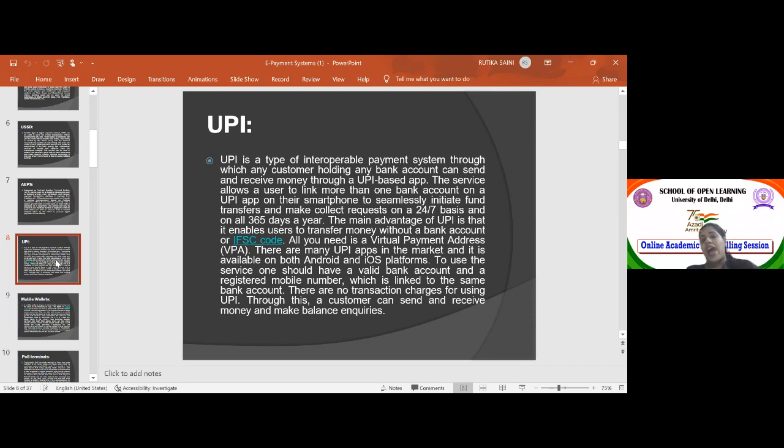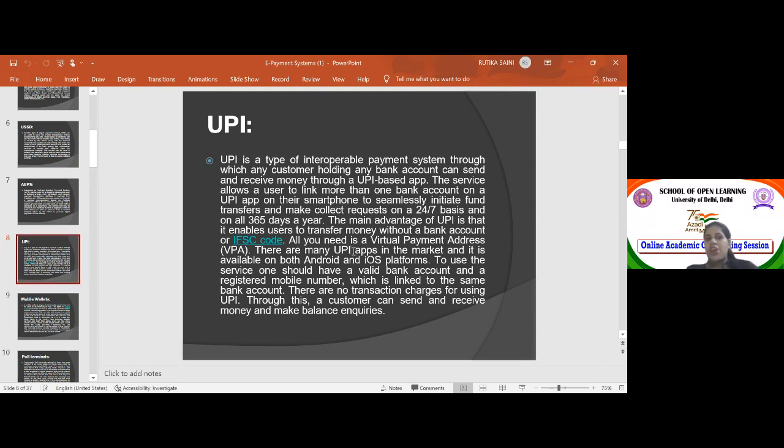Even if you don't have an application, I can transfer money from my account to yours using the UPI. Okay, the service allows a user to link more than one bank account. This is one advantage of having one single application. There you can link many accounts. Suppose you have 3 accounts in 3 different banks, so you can use a single UPI, and you can have different bank accounts there. Okay, so your UPI would be slightly changed for that, but you don't need to have different applications for them.